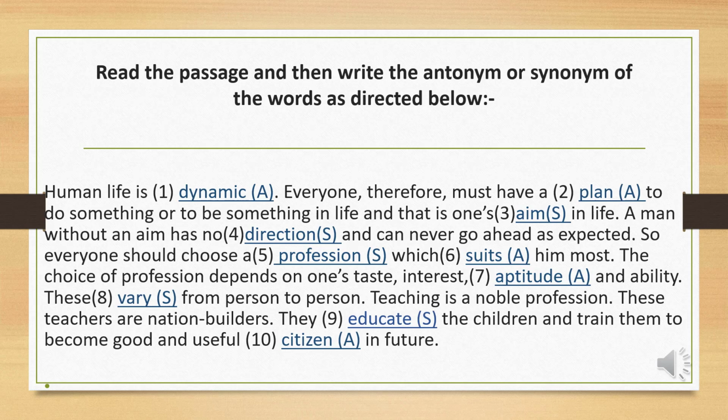Teaching is a noble profession. These teachers are nation builders. They educate the children and train them to become good and useful citizens in future.